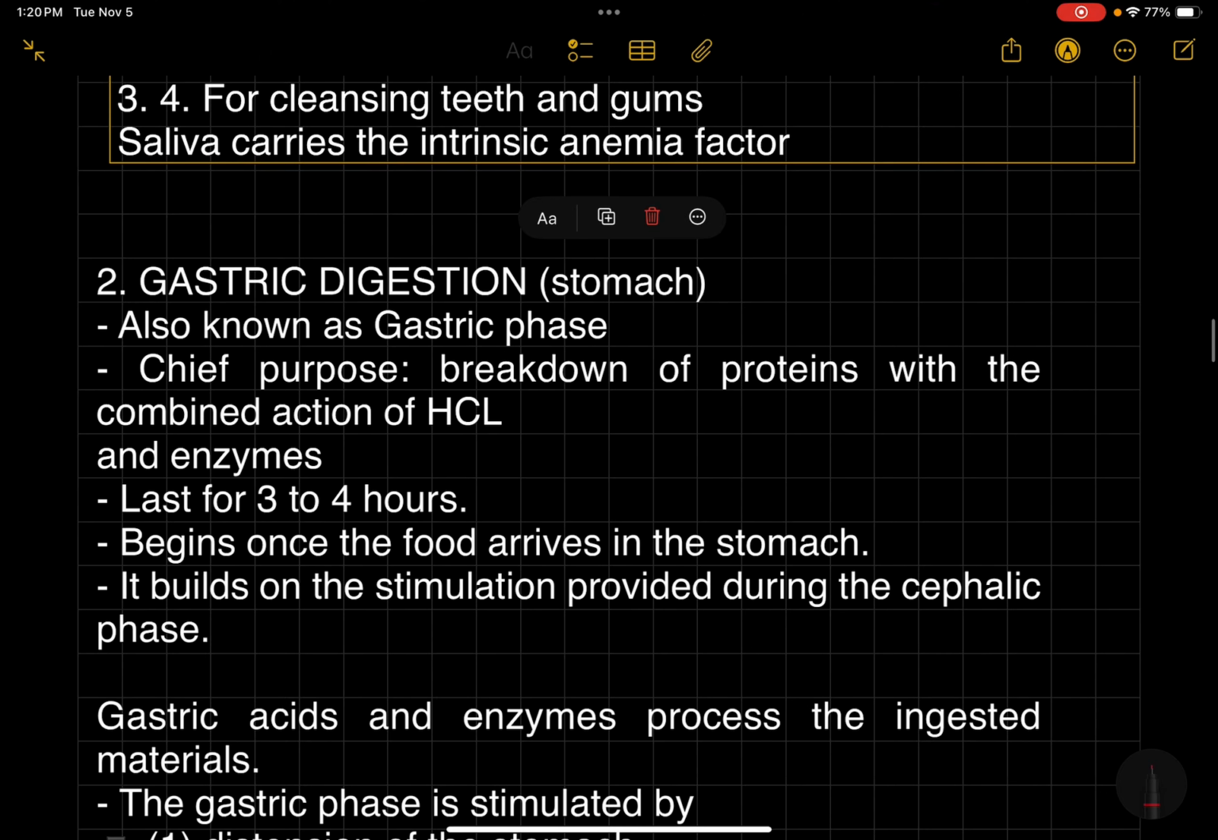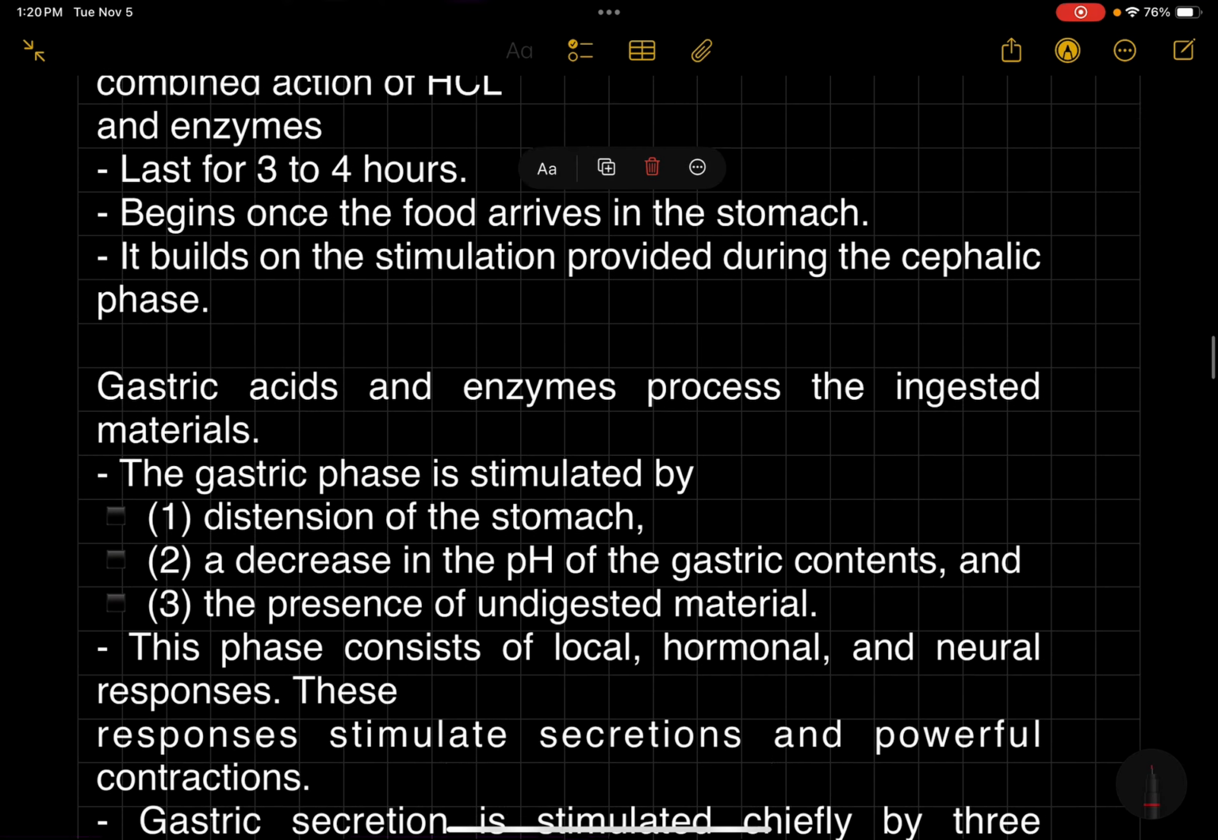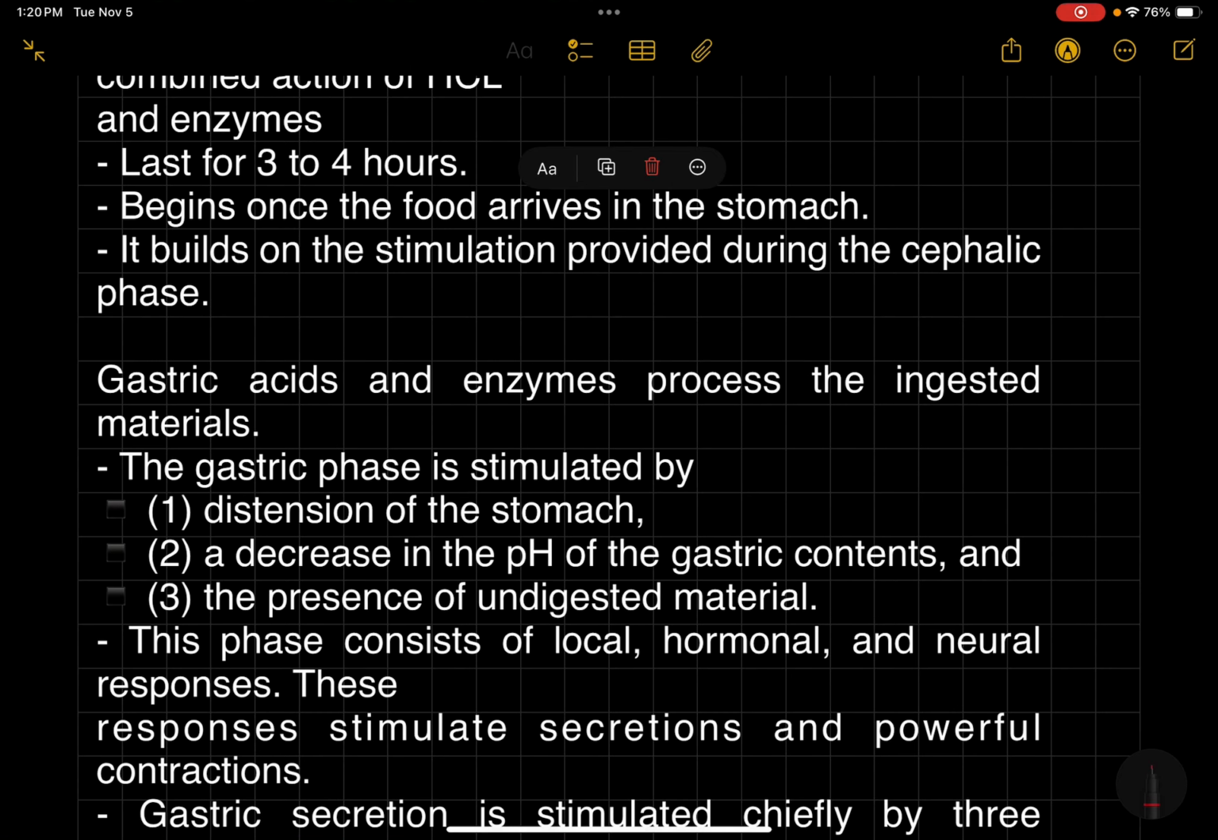We have gastric digestion, in the stomach. So the first thing you will say, what is the first process in digestion? Of course, our mastication, not our stomach. It is also known as the gastric phase. Its chief purpose is breakdown of protein with the combined action of hydrochloric acid and enzymes. It lasts for 3 to 4 hours and begins once the food arrives in the stomach. It builds on stimulation provided during the cephalic phase. So gastric acid and enzymes process the ingested materials.